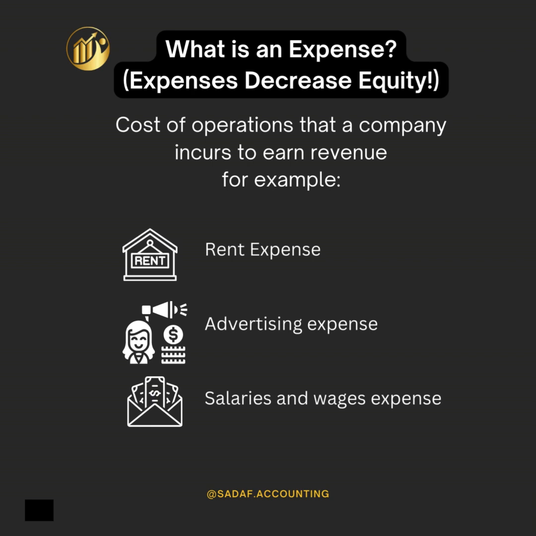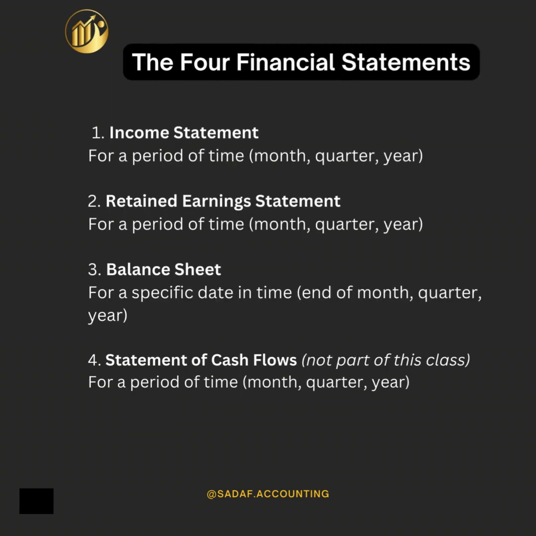Now let's move over to the 4 financial statements. It's a very good topic. Let's start with the income statement. Income statement is the other name of profit and loss statement. Income statement only shows operations for a period of time, whether it's for a month, a quarter, or a year.